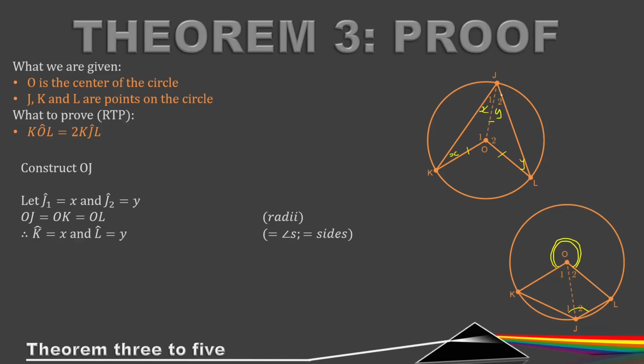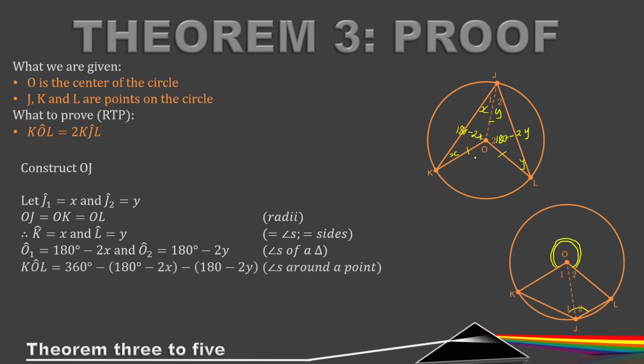Next up, we can also find O2 and O1 in terms of x and y, because we've now got angles of a triangle. For O1, if we add up all the angles of a triangle, it adds up to 180. So O1 in terms of x is going to be 180 minus 2x, and O2 in terms of y is 180 minus 2y. Then we can use angles around a point to find this angle KOL, which is 360 minus these angles, and simplifying that expression gives 2x plus 2y.